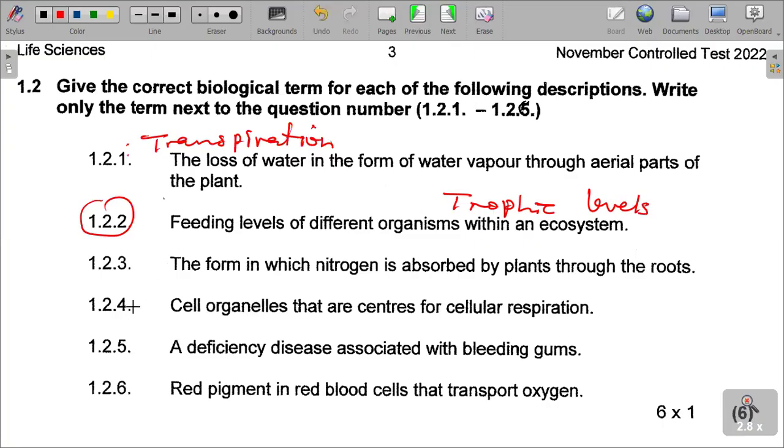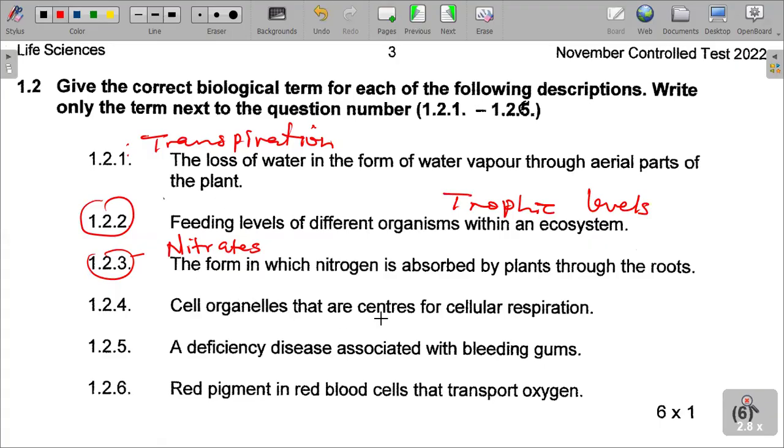And then next question, the form in which nitrogen is absorbed by plants through the roots. Nitrogen is absorbed in the form of nitrates. Question 1.1.3, it is called nitrates. Nitrates is the form in which nitrogen is absorbed by plants through the roots.